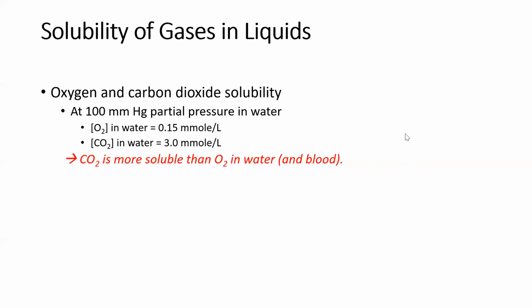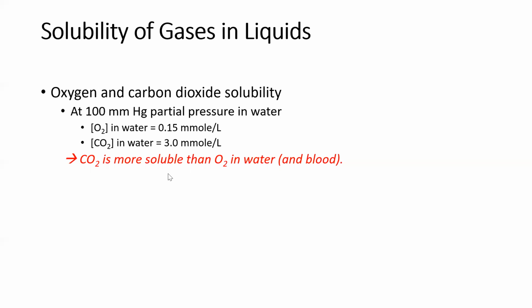Okay, so now this brings us to speaking about oxygen and carbon dioxide and their differing solubilities. So all that we've just said is really to drive home this idea that oxygen and carbon dioxide have very different solubilities. And we'll talk about why that's important in a bit as well. So at 100 millimeters of mercury partial pressure in water, oxygen is going to dissolve to 0.15 millimoles per liter. In other words, 0.15 gas particles, whereas CO2 is going to dissolve to 20 times that amount. It's going to dissolve to 3.0 millimoles per liter.